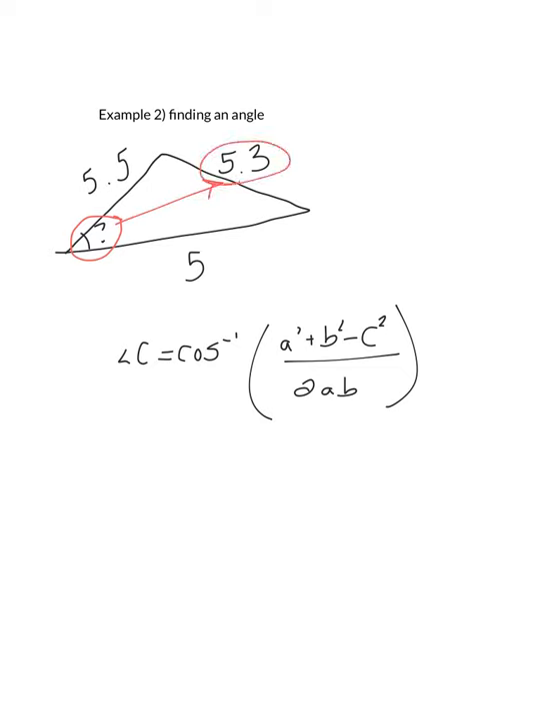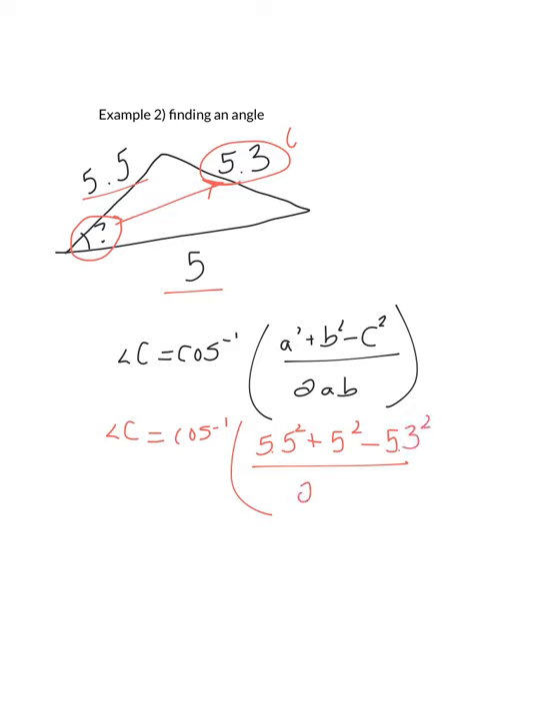So I'm going to be saying that angle C is equal to cos inverse of A squared. I'll just choose this 5.5. So 5.5 squared plus 5 squared, subtract my C, which is my 5.3 squared, divided by 2 times A, which was 5.5, times b, which was 5. Angle C is equal to cos inverse.